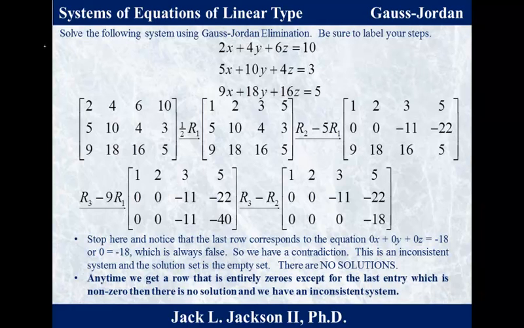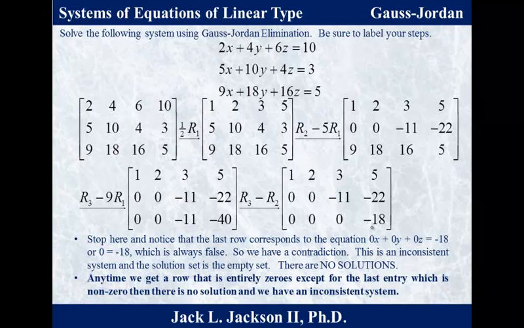So anytime we get a row that's all zeros except for the last one on the right, then we have 0 equals something non-zero. That's a contradiction, and so that will be no solution. That's what we call an inconsistent system. We can stop right there. It's not quite in reduced row echelon form, but we don't need it to be there. We can stop now and just be done.